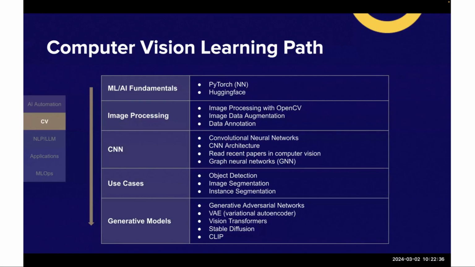I think it's the use case that's more important, right? How do you use computer vision to do object detection, image segmentation, instance segmentation, and things like that. And then, of course, you need to learn the generative models, which use a text prompt to do text-to-image generation or image-to-image generation. There are lots of use cases. So that's just a general learning path if you would like to get specialized in computer vision.